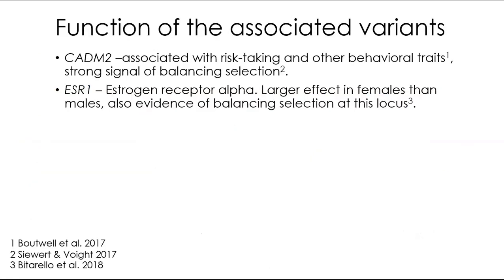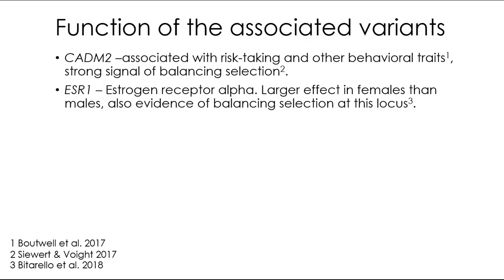What do these genes do? Well, it turns out we know what they do. CADM2 is probably the only gene which is robustly associated with behavioral traits, in particular risk-taking. In this case, the allele which increases your risk-taking behavior, which is measured by things like whether you drive faster than the speed limit, or how much money you have in your 401k, stuff like that, actually increases your number of children.